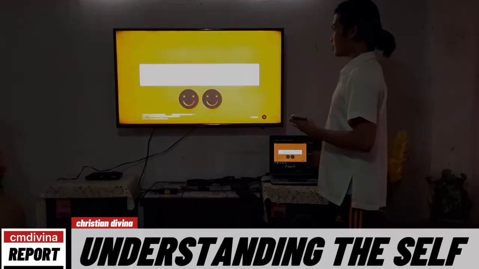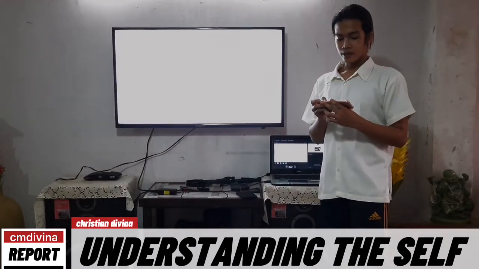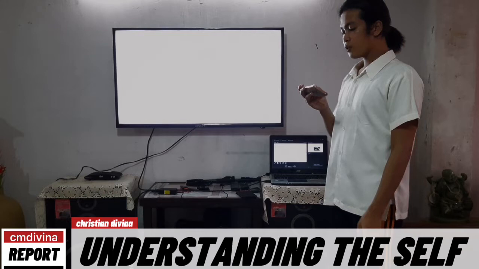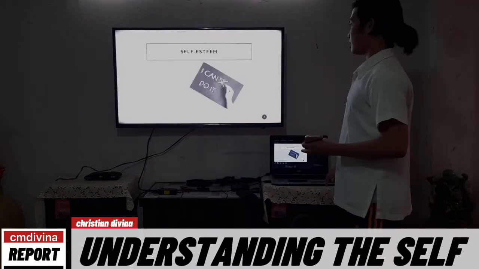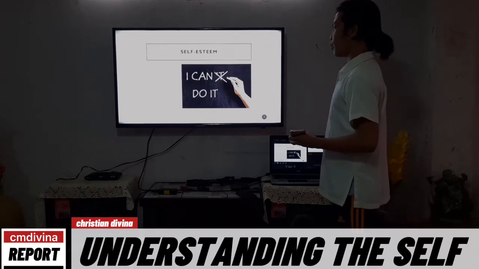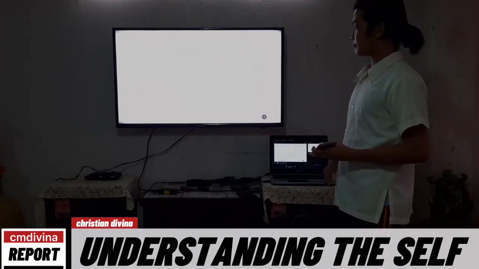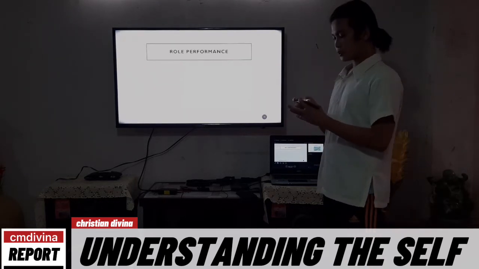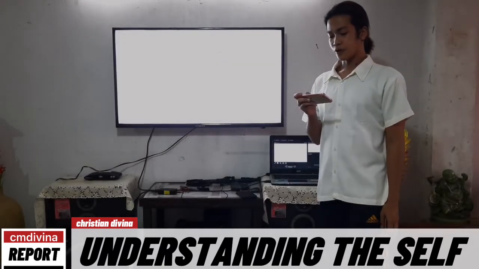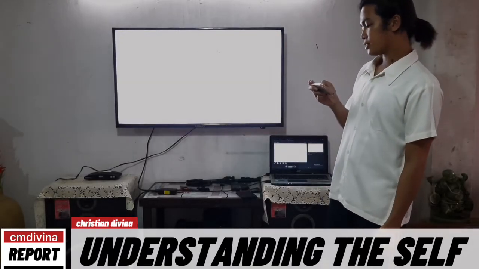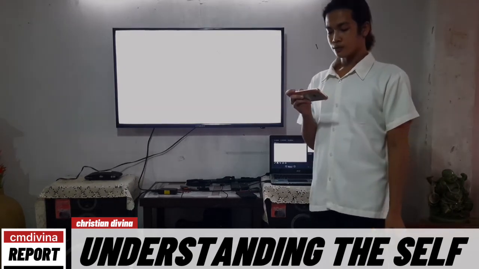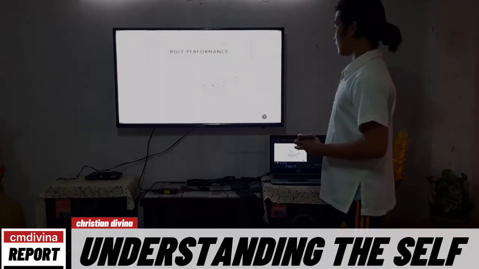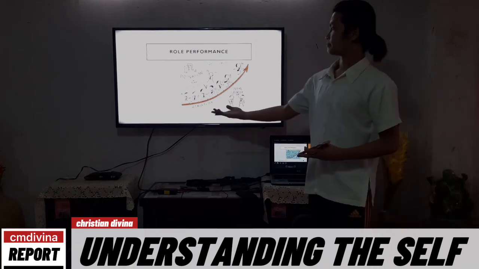The next one is self-esteem. The self-esteem is how we value or perceive ourselves. The "I can" or the "I can do it." The next one is the role performance. Role performance is how a person expresses his or her role, as shown in the picture.